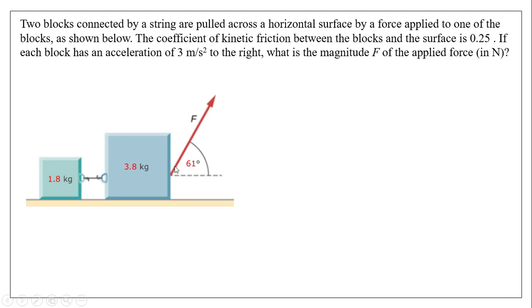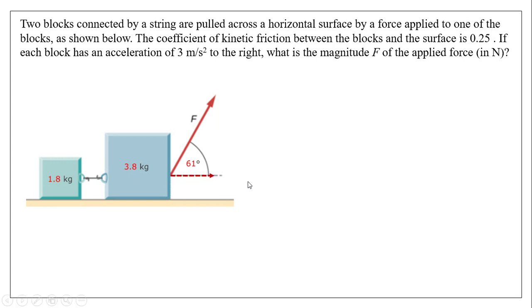All right, so pretty straightforward. Here are two blocks that are being pulled to the right. The force acting on the system is touching the block on the right here, which is 3.8 kilograms. Okay, so let's go ahead and draw your free body diagrams out for these types of things so that the physics that you set up is proper.